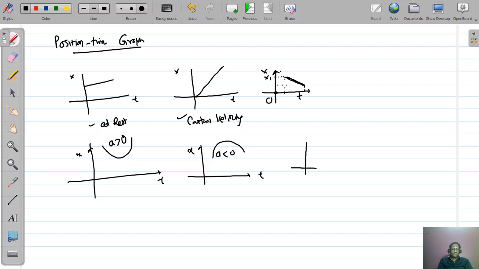And from this graph, if we talk about what is the acceleration in this position time graph, we say velocity is constant here and acceleration is the rate of change of velocity. Because velocity is constant, we say acceleration is 0. And if acceleration is 0, we say this is uniform motion.